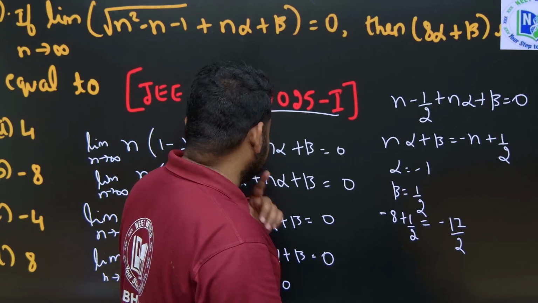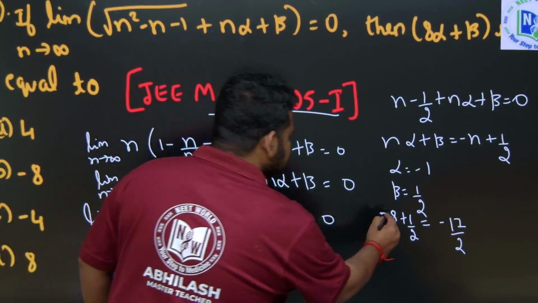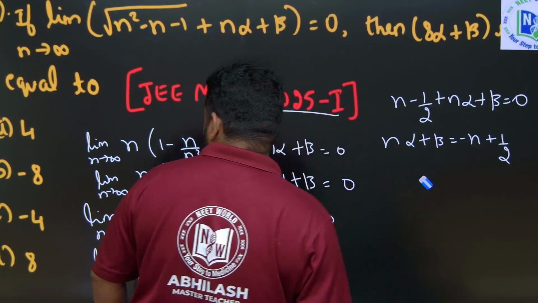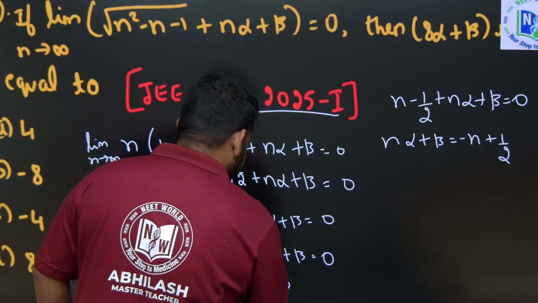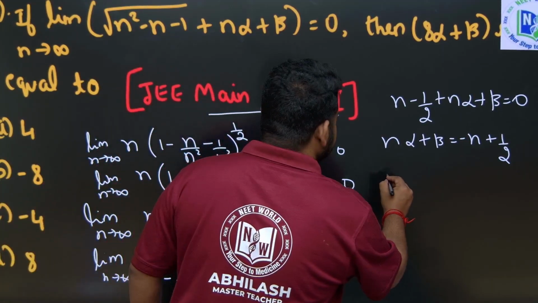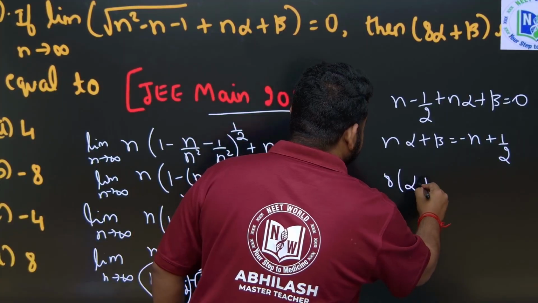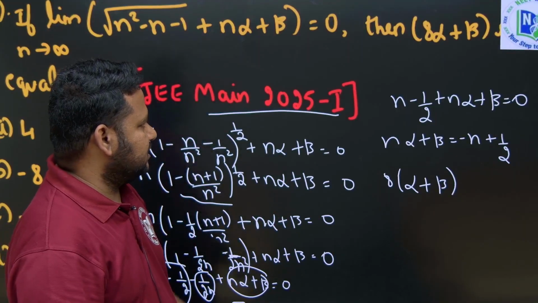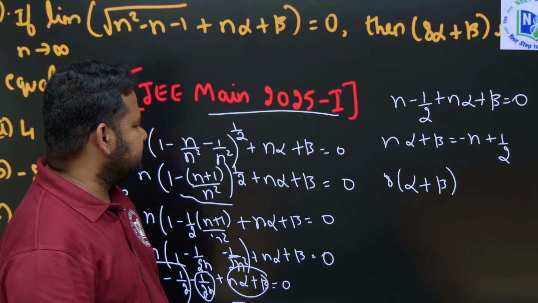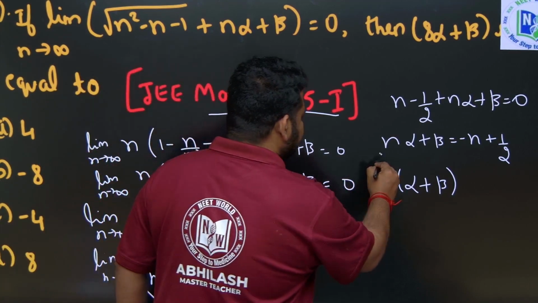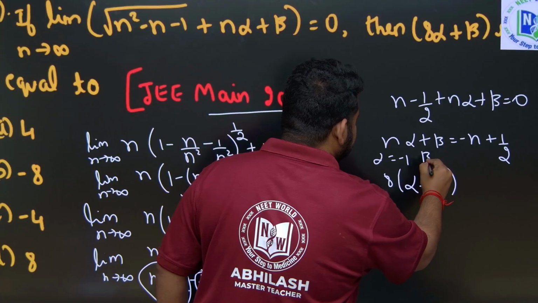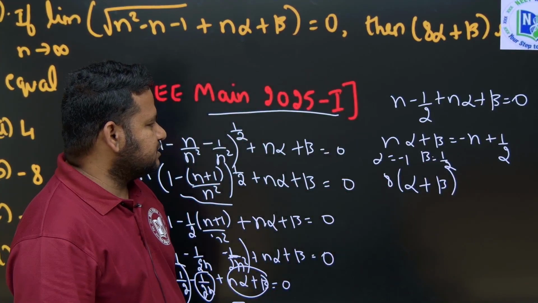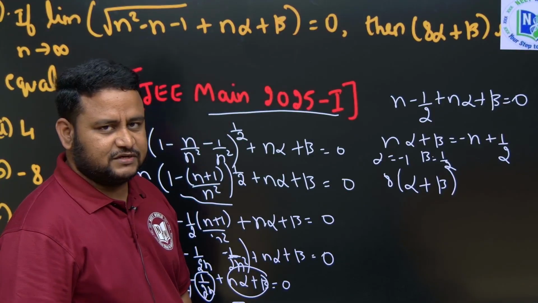Let us check here. They are asking 8 times alpha plus beta. Okay, 8 times alpha plus beta. This is the question. So alpha plus beta is what? Alpha we got as minus 1, and beta we got as half. Alpha plus beta is minus 1 plus half, which is minus half.